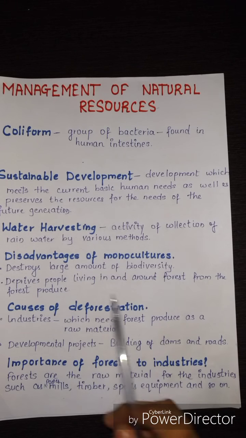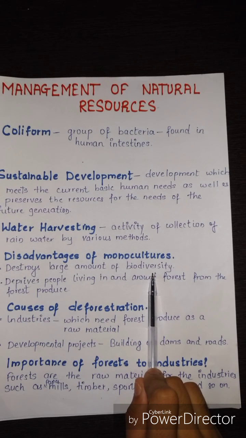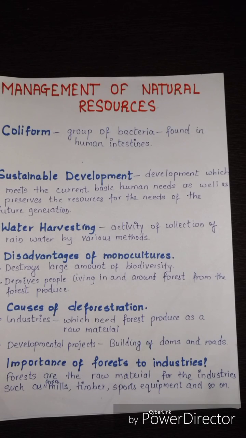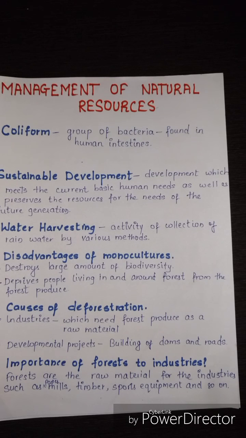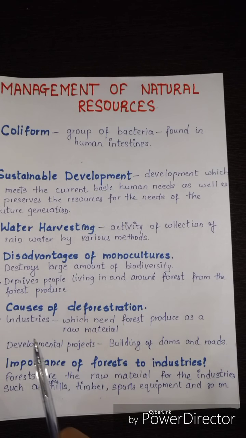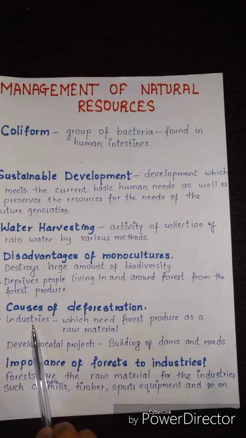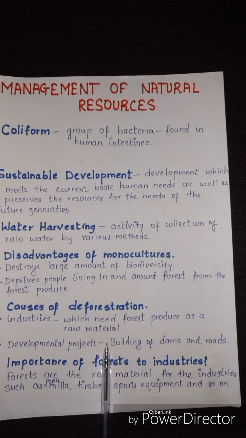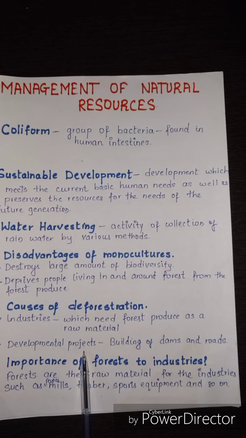And what are the causes of deforestation? First is because of the industries. Industries need forest produce as a raw material. And second, big developmental projects like building of dams and roads. So these are the causes of deforestation: industries, which require forest produce as a raw material, and developmental projects such as the building of dams and roads.